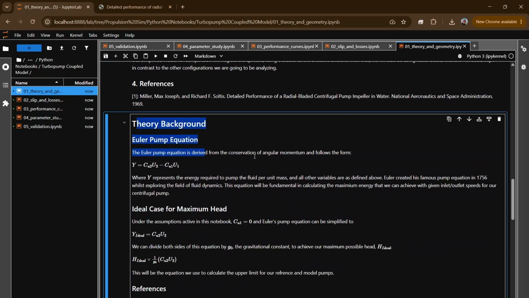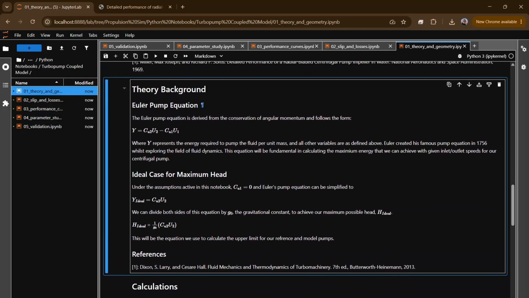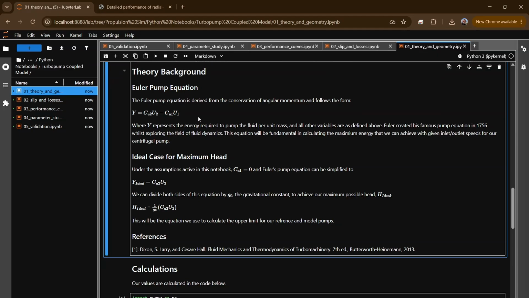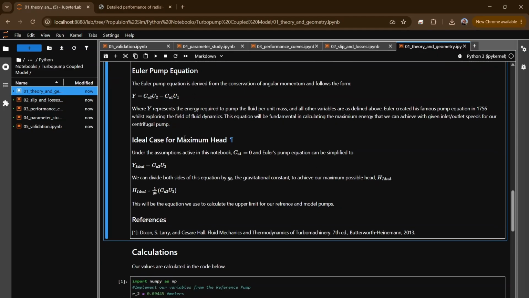Now moving on to theory background, we can see that we have the Euler pump equation, which was derived by Euler in about 1756. The Euler pump equation follows from conservation of angular momentum, and with our ideal case where u1 is equal to 0, the ideal energy is Cu2 U2. And then when we divide both sides of the equation by g0, we get the ideal head.